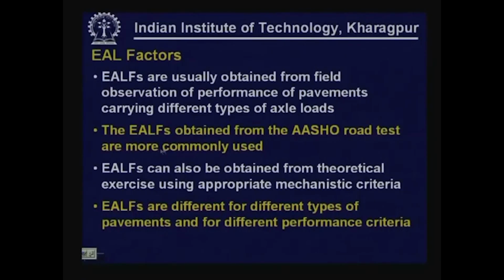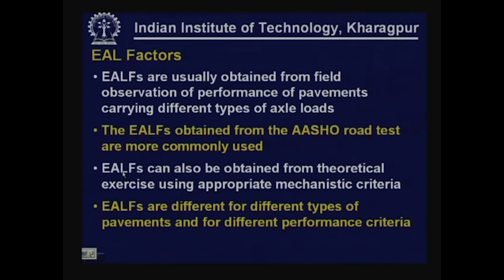Equivalent axle load factors are usually determined by conducting axle load surveys in the field, or rather by observing the relative damage caused by different axle load groups to a given specified pavement system. The equivalent load factors obtained from the AASHO road test are most commonly used by almost all the agencies. The AASHO road test, we have referred to this earlier, was conducted in the 1950s and 60s. So this was one of the concepts that has evolved out of the AASHO road test.